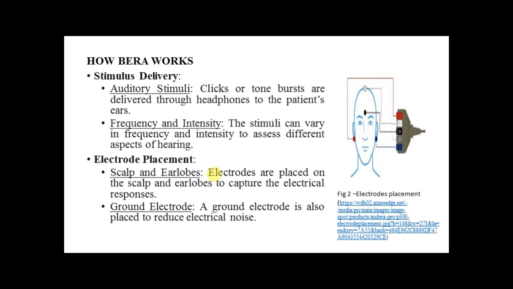Here, the stimuli can vary in frequency and intensity to assess different aspects of hearing. Now, next is the electrode placements. The electrodes are mostly placed on the scalp and earlobes. Electrodes are placed on the scalp and earlobes to capture the electrical response.